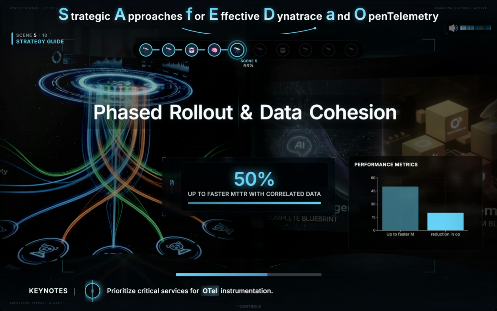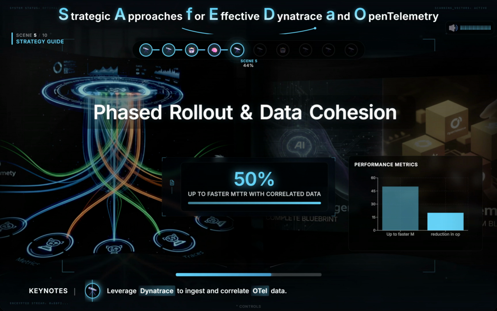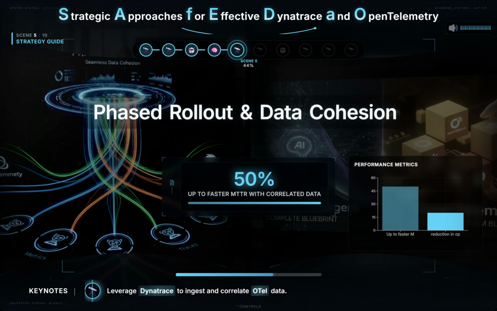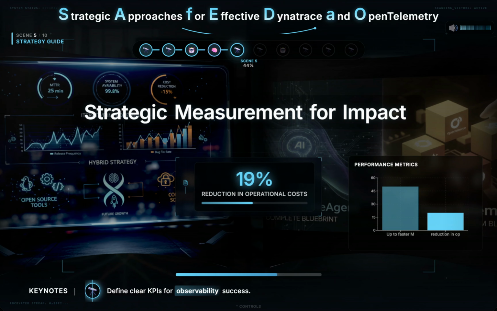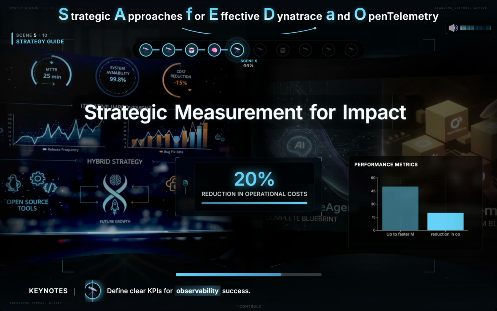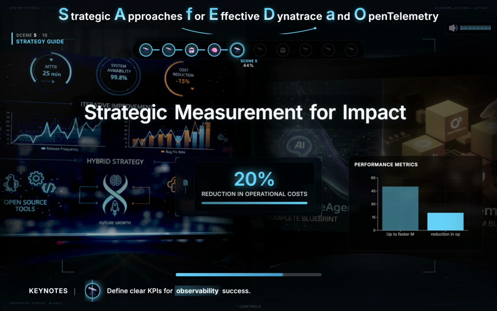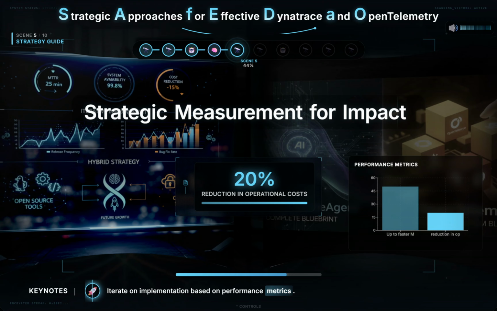By standardizing with OTel and centralizing with Dynatrace, you create that single pane of glass, dramatically cutting down on root cause analysis times. Finally, the best strategy for success involves strategic measurement and continuous iteration. Define clear KPIs for your observability initiatives from day one. Are you reducing MTTR, improving system availability, lowering operational costs? Iterate on your implementation, refining your instrumentation and Dynatrace configurations based on these metrics.